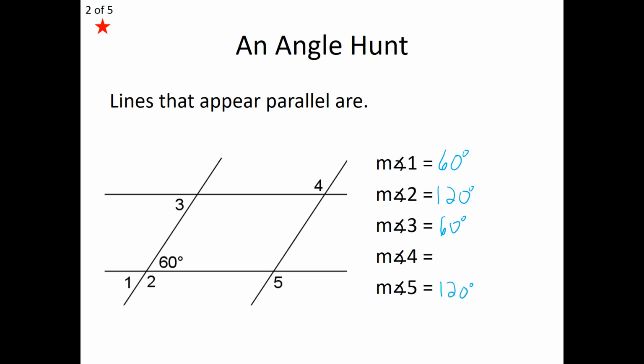And now I can look at angle 4 and angle 5. Angle 4 and angle 5 are also directly related to each other. Those are a pair of alternate exterior angles. And because we have a pair of alternate exterior angles and the lines are parallel, those angles would be equal. So I can justify that the measure of angle 4 is equal to the measure of angle 5, which is also 120 degrees. On this worksheet, you're going to do several examples of angle hunting with the assumption that yes, lines that appear parallel are parallel.